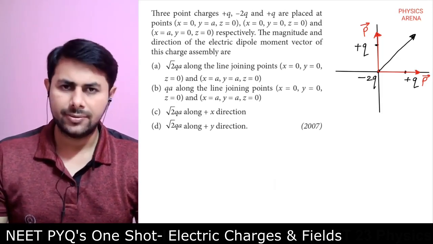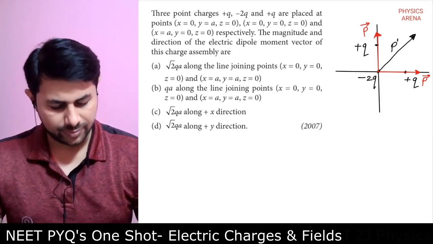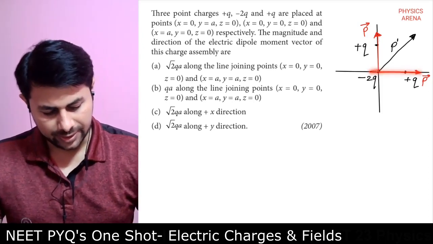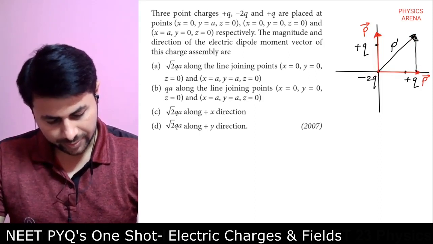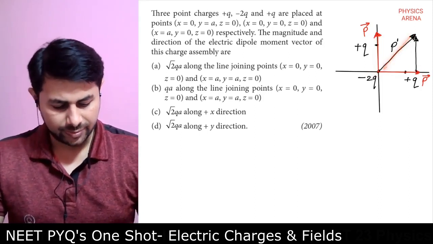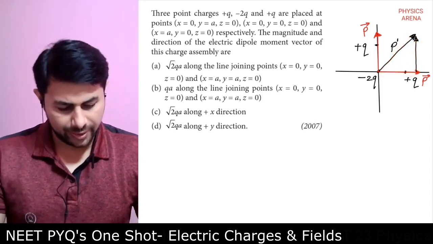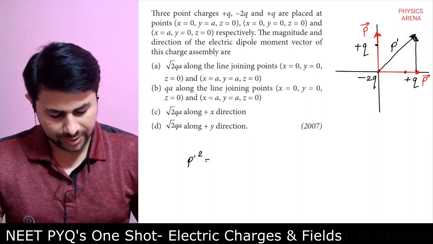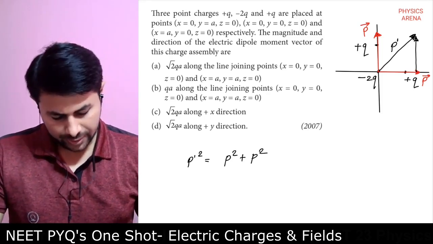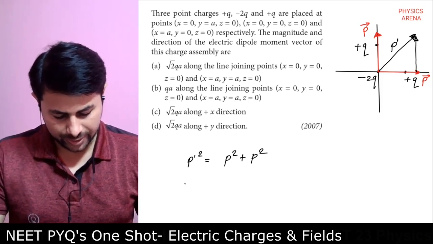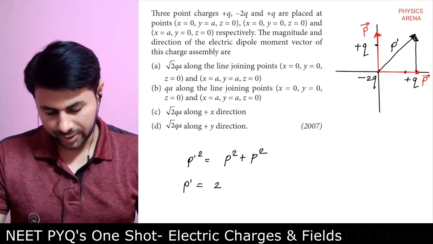And how much would the resultant be? Let's suppose this is P dash. This is P bar and this is P bar. So using Pythagoras theorem, we can say that P dash square is equal to P square plus P square, right? Then it is 2P square. Therefore P dash is equal to the square root of that, so it is square root of 2 times P.